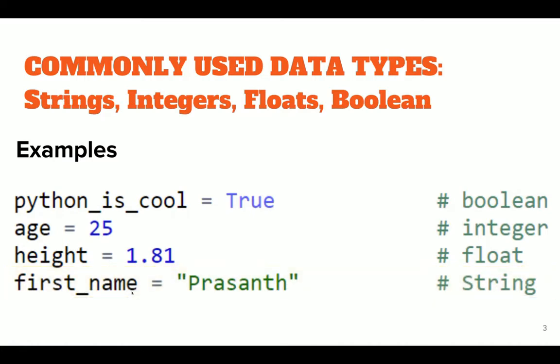We have already seen integer, float, and string data types in the previous tutorials. Boolean data type is something new for us. In the next few slides, let us see each of these data types in detail with examples.